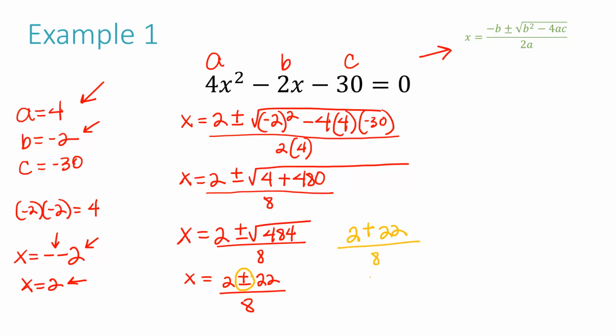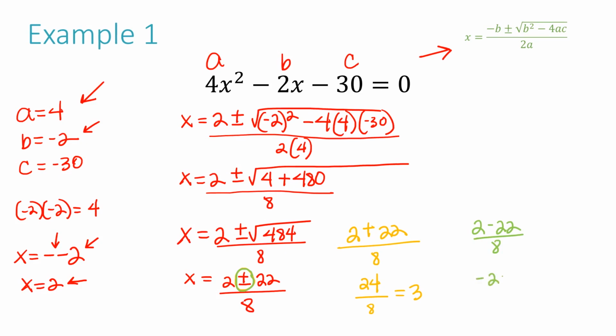Well, 2 plus 22 is 24, and then 24 over 8 equals 3. Now I'm going to do the same thing, but in the opposite version. So I'm going to use a different color for that. I'm going to do the 2 minus 22 all over 8 and get an answer for that.